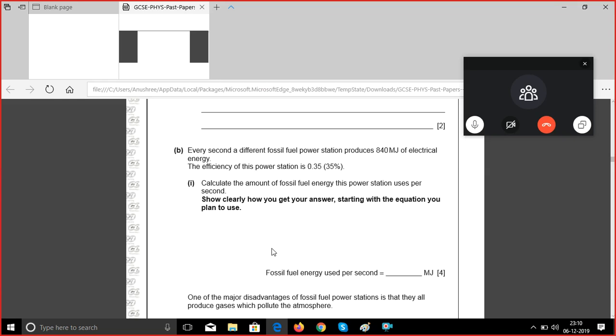Okay, so the total energy input equals the useful energy take away the waste energy. Like you have to add them.